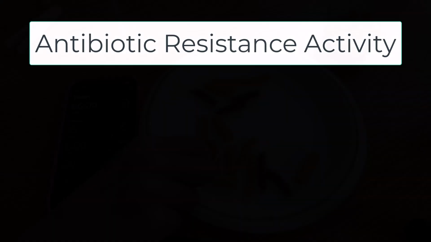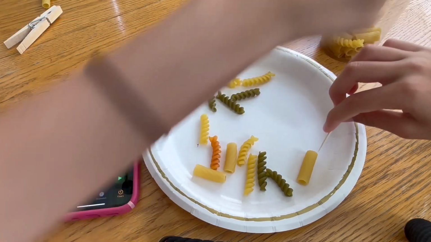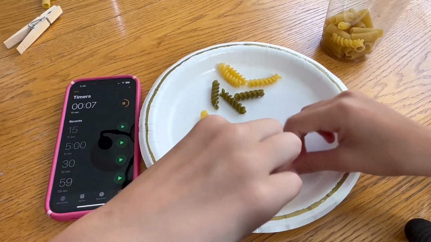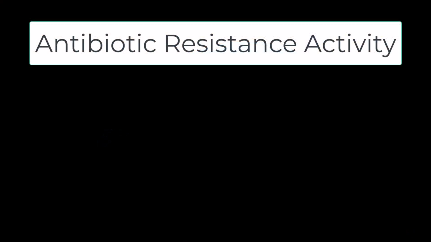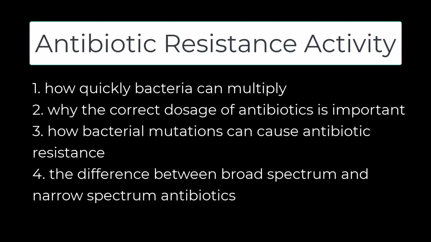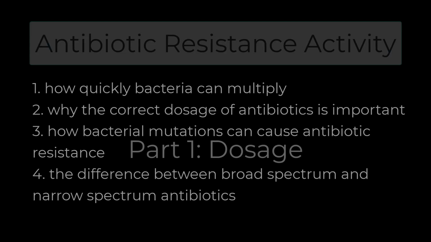In this lab, we'll be using pasta to represent bacterial cells and toothpicks and clothespins to represent the antibiotics that destroy them. You'll see how quickly bacteria can multiply, why the correct dosage of antibiotics is important, how bacterial mutations can cause antibiotic resistance, and the difference between broad spectrum and narrow spectrum antibiotics.